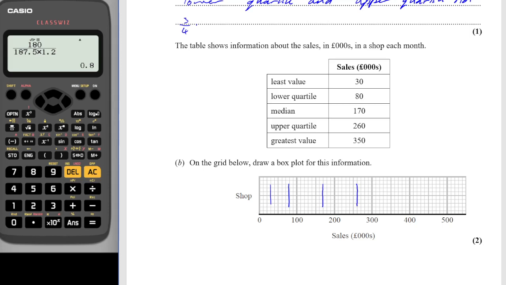So that's quite a nice, straightforward one. They will often ask this kind of one of these values not actually given, but say, for example, give you the range or the interquartile range, and you have to work out one of the other values. But all we need to do is join that up to form a box and a line through the center.